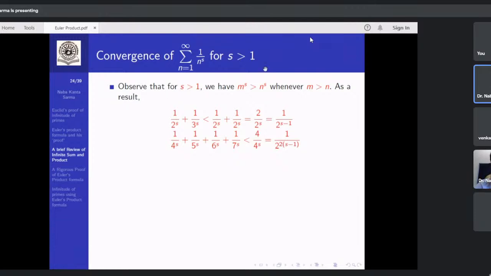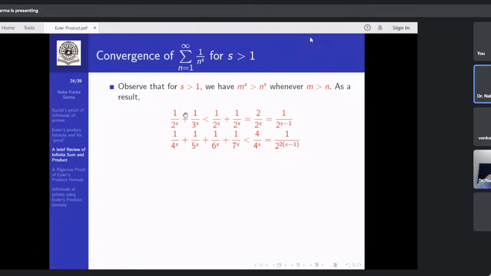So what is the importance of s greater than 1? As soon as s is greater than 1, if you take two positive integers m and n, the bigger the integer, the bigger will be the power. Using this fact, after the first term, the second term is 1/2^s and the third term is 1/3^s. So this is less than 1/2^s + 1/2^s, because 3^s is greater than 2^s, so 1/3^s is less than 1/2^s. So this is 2/2^s, that is 1/2^(s-1). And then we group the next four terms.